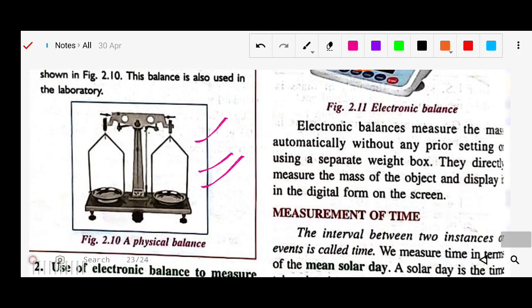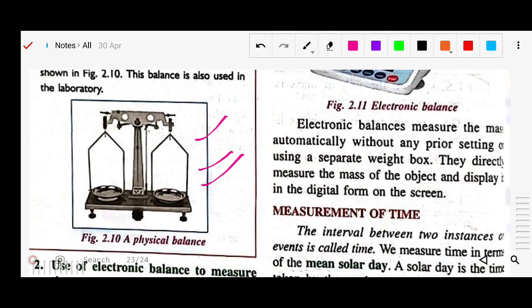So the electronic balance measures the mass automatically without any prior setting or using a separate weight box. It directly measures the mass of the object and displays it in digital form on the screen. This is the end of this particular standard unit, which is mass.